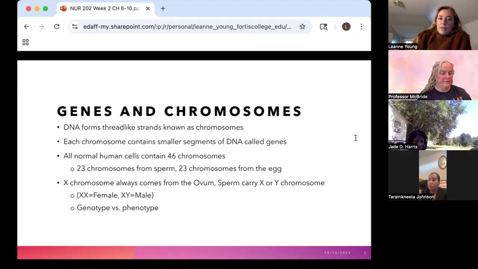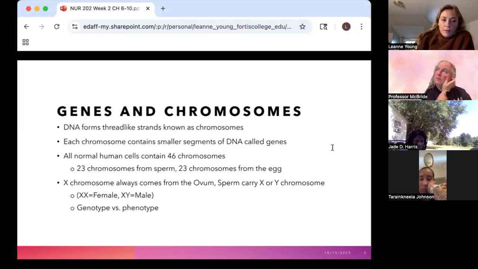A normal human cell contains 46 chromosomes. 23 of these are coming from the sperm and 23 are coming from the egg. You have 22 pairs of autosomes and one pair of sex chromosomes. The X chromosome always comes from the ovum, and then your sperm carry the X or the Y chromosome. So the sperm is what is going to determine the gender of the fetus. So an XX chromosome is a girl, XY is a male.